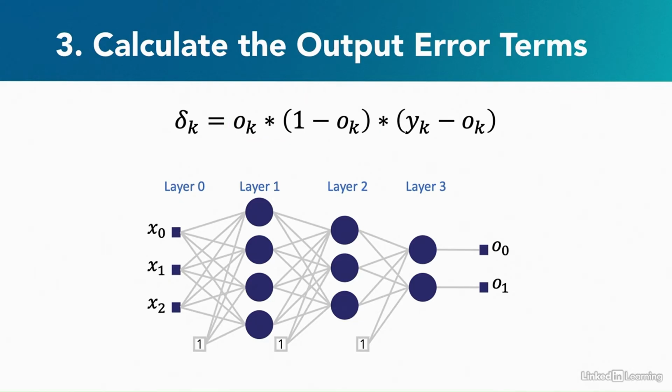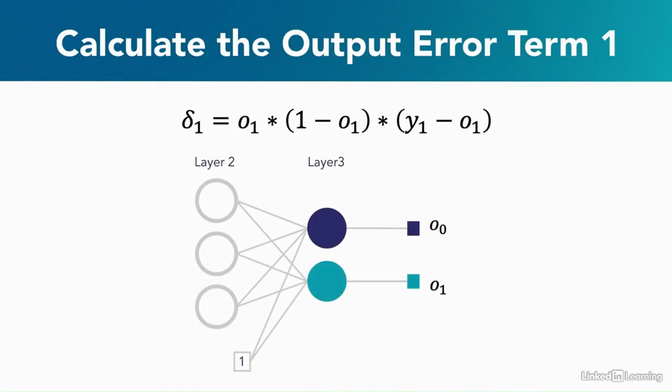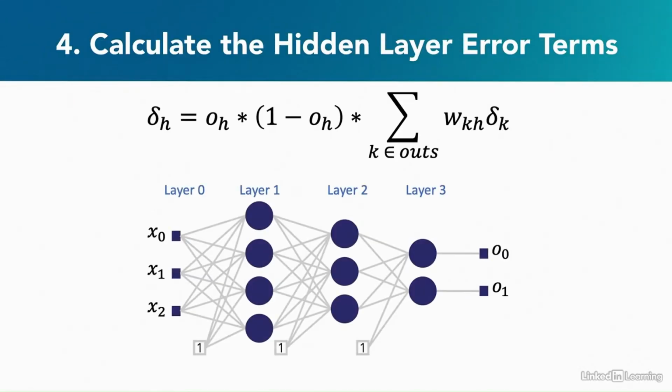So let's suppose we are interested in calculating the error term for output O1. Now let's zoom into the output layer for this example. To calculate lowercase delta sub 1, that's the error term for neuron number 1 in the output layer, we'll use O sub 1 and y sub 1 in the equation. It's that simple. The fourth step is where the magic happens.